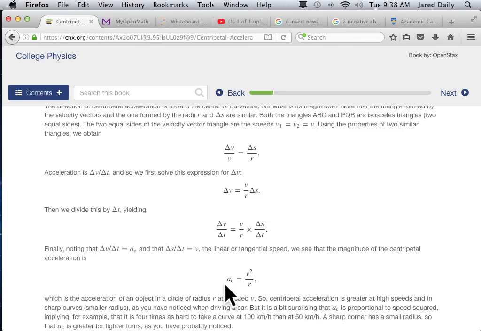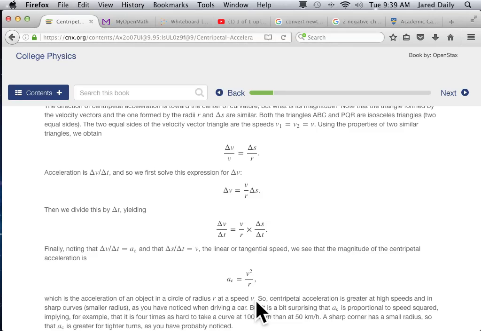The centripetal acceleration of an object moving at a constant speed v along the edge of a circle with radius r is v squared over r, and that tells you how much acceleration is required to keep it going along the edge of that circle. This tells you how much acceleration is required to keep the Earth going around the sun.